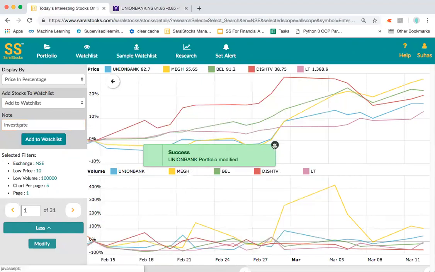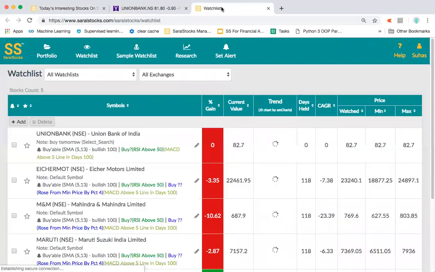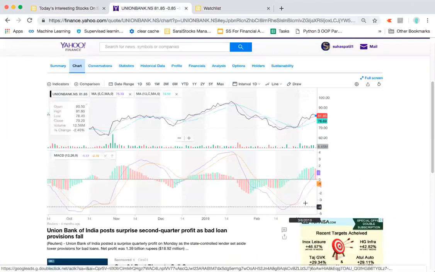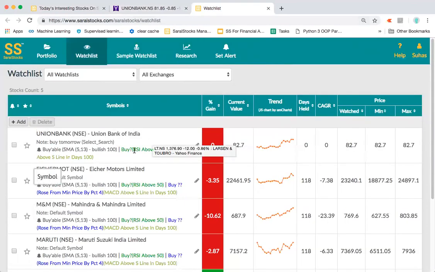So what has happened now is we've added the stock to our watch list. Let me open this watch list for you to see. And there we see our Union Bank added. It again has the same criteria as mentioned, RSI is above 50 in this case, and MACD line above signal line in the last 100 days, which you already checked in our map. So here we are seeing the MACD line above the signal line. And that's what is being shown here as well.